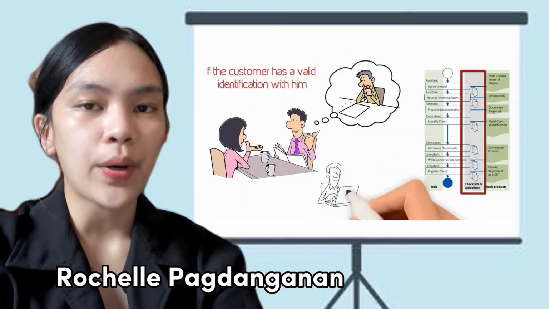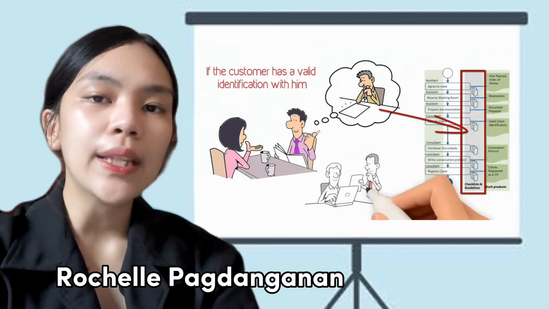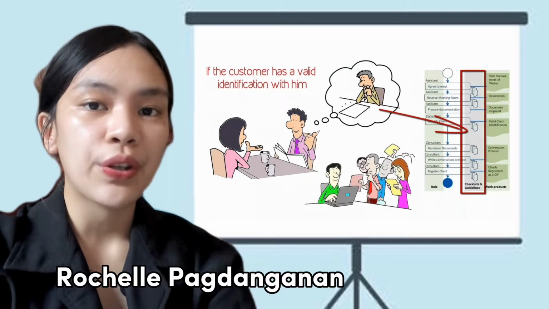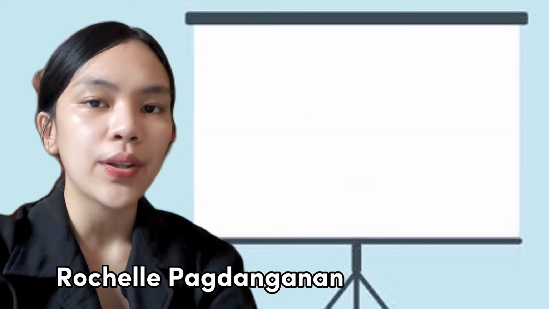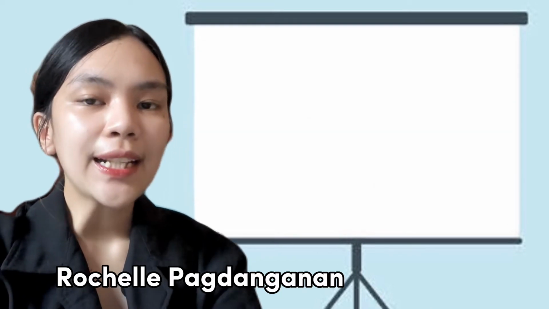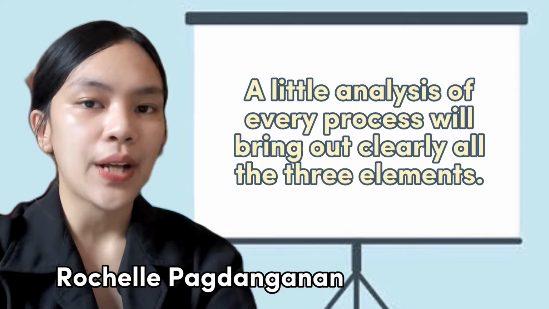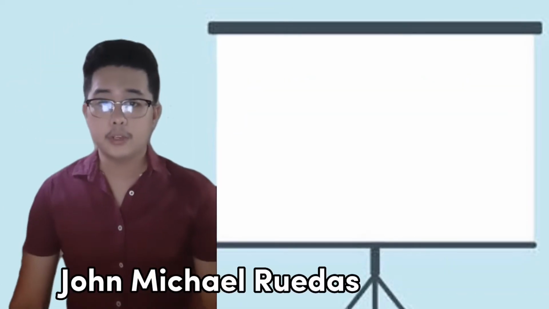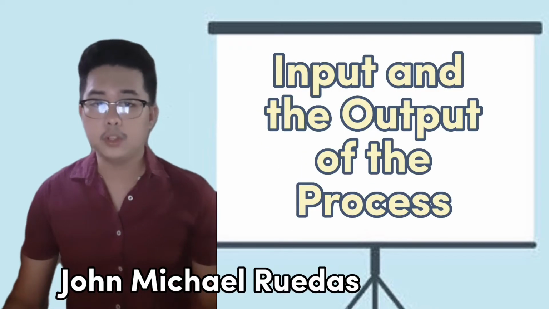the quality of the product by having control over all the inputs and the process parameters. Any product manufacturing or service preparation and delivery can be modeled in this manner. A little analysis of every process will bring out clearly all the three elements. Now, let's talk about the input and output of the process.